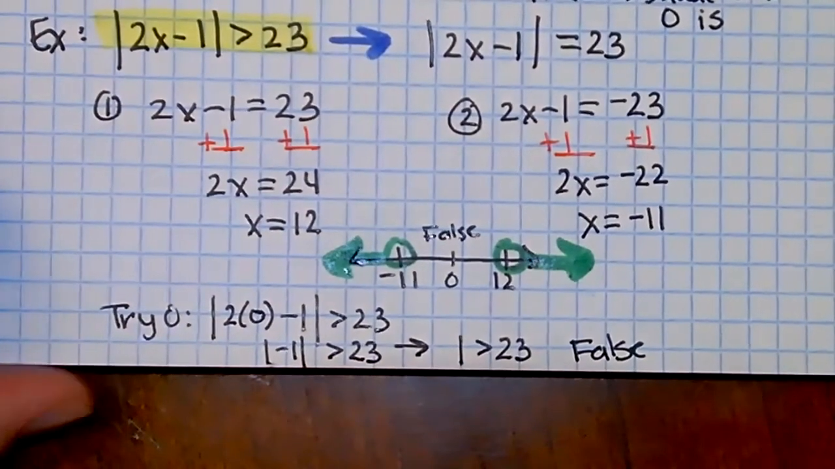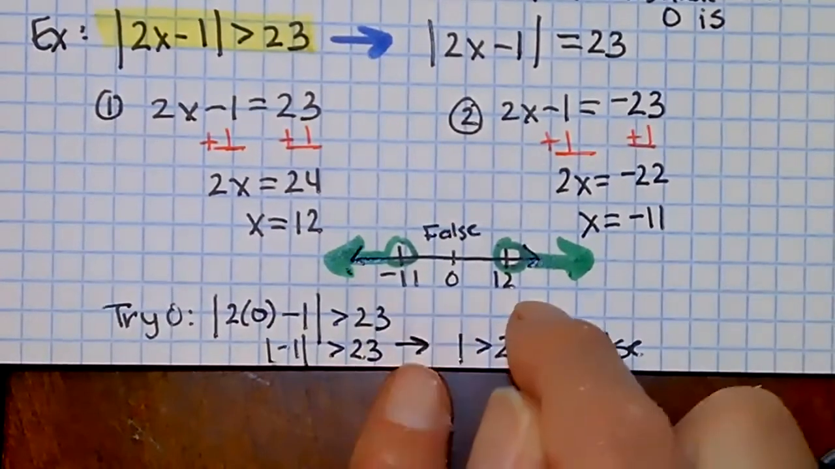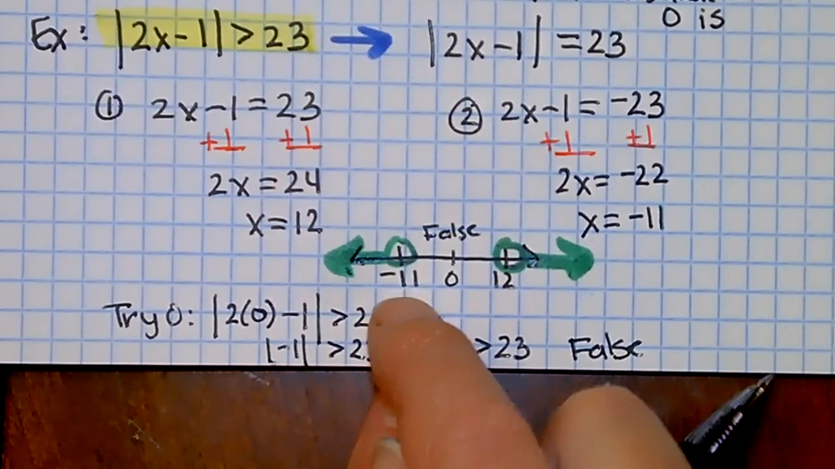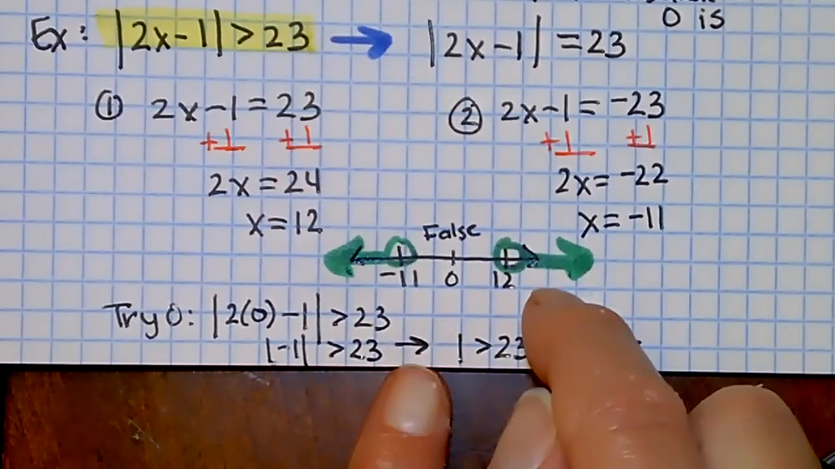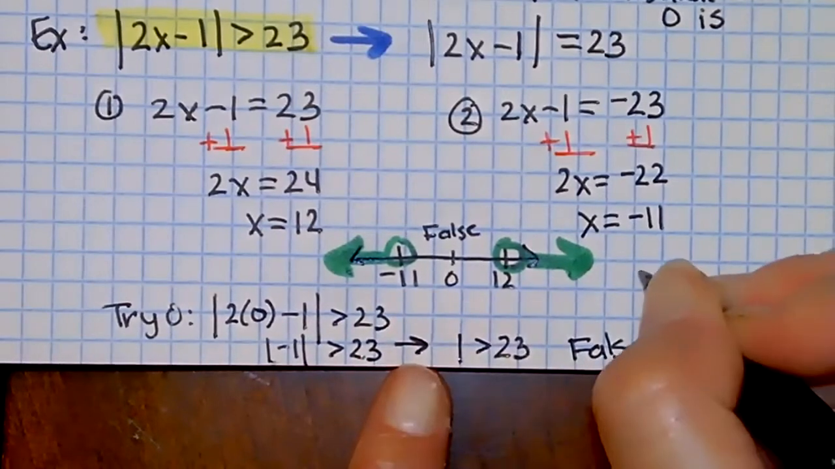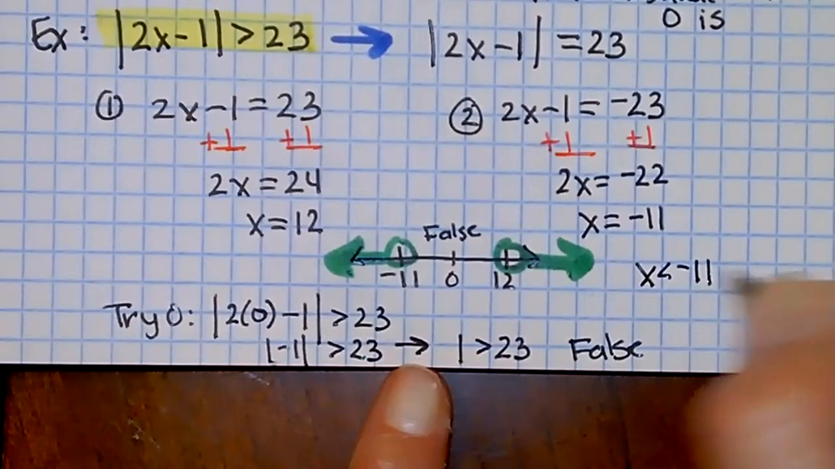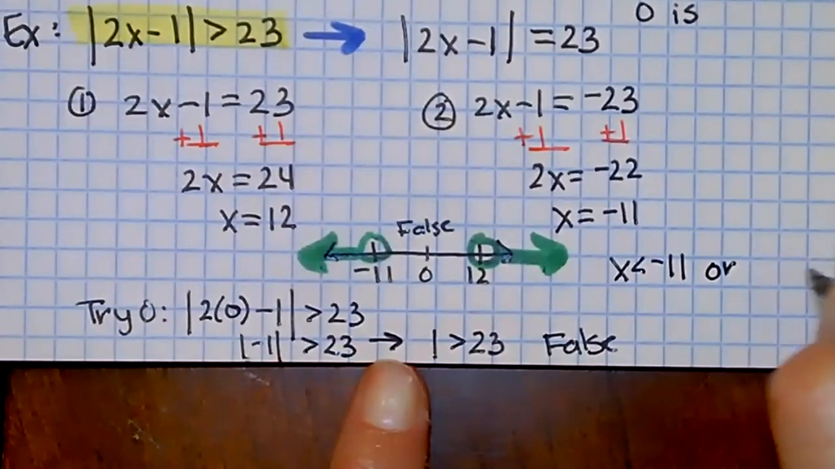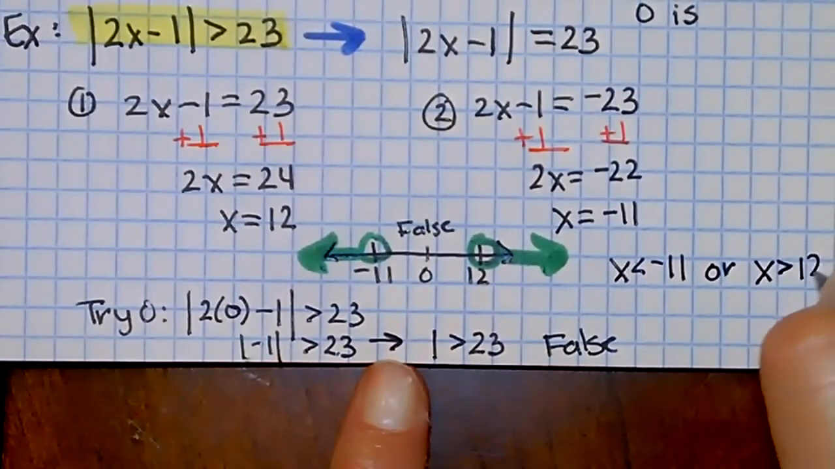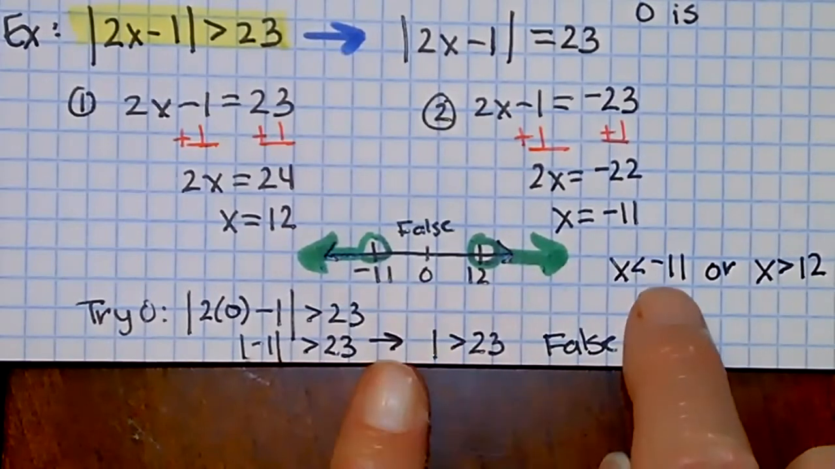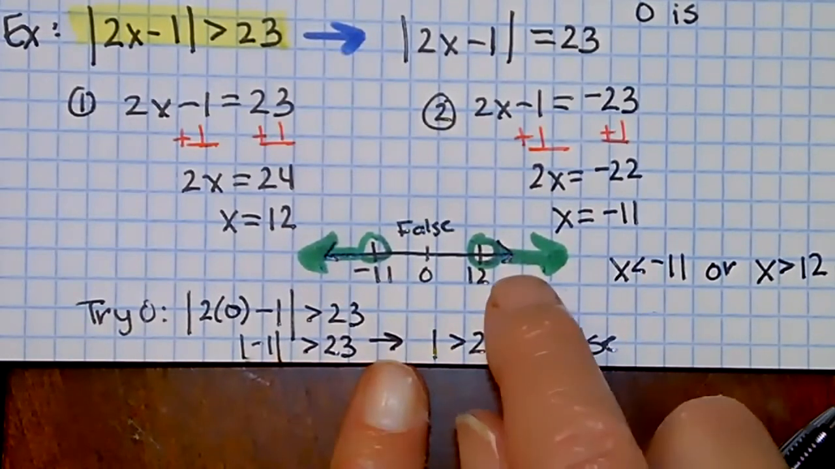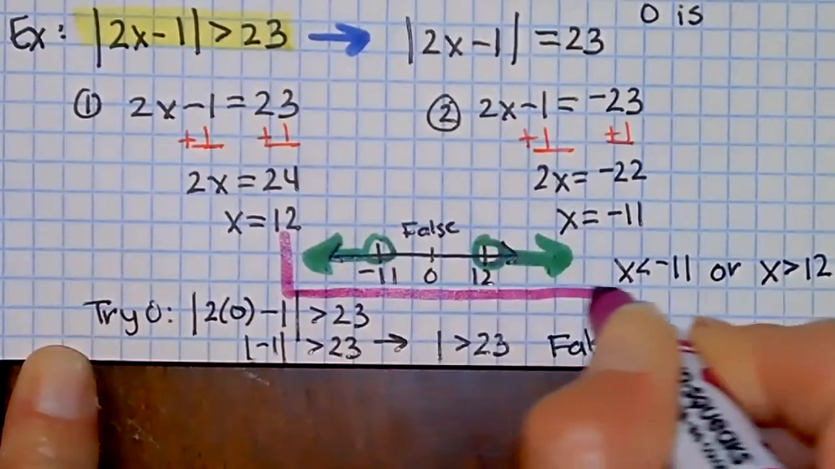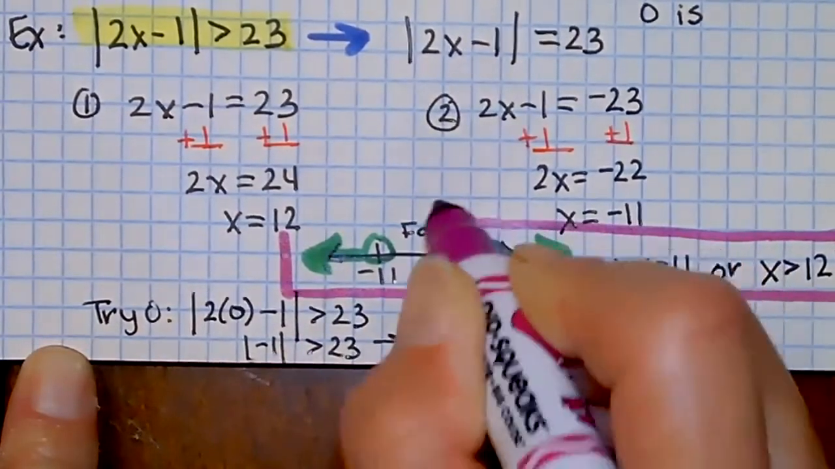So now I need to do the inequality. So when you have two separate pieces of graph, you define this inequality, you define this inequality, and then you write the word or in between. So this is going to be x is less than negative 11. Doesn't matter which one you start with first. I usually start with the one on the left. And then you need the word or, and the other one's going to be x is greater than 12. So again, I define this one, x is less than negative 11, or x is greater than 12. And that's going to be my graph and my solution as an inequality.